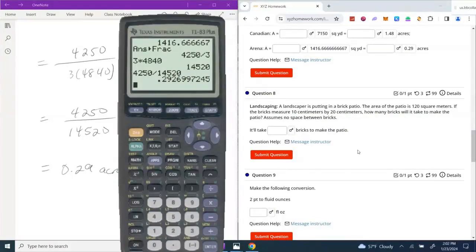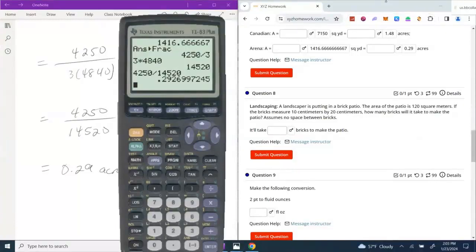So I think that's where I messed up, because I tried to convert the patio to square centimeters and then divide it. Well, I guess you could do it that way too, as long as your units are the same. So you converted square meters to square centimeters, right? Let's try it that way.